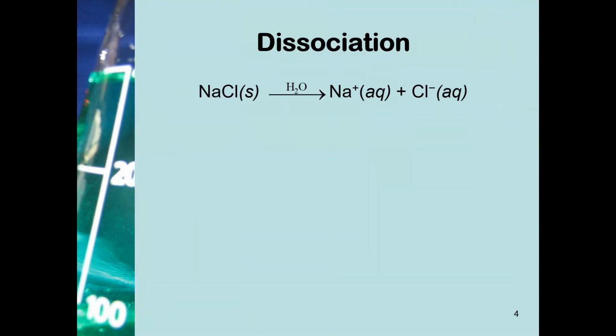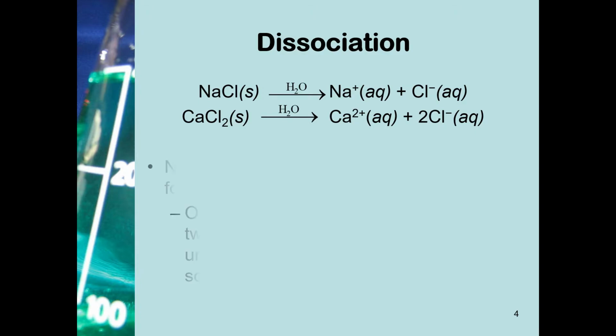In our first example here, sodium chloride, a solid, dissolves in water and dissociates to form a sodium ion and a chloride ion. The AQ after each of the ions indicates that it has been dissociated in its solvent. Calcium chloride, also a solid, dissolves in water, and when it separates, it will form one calcium ion and two chloride ions.